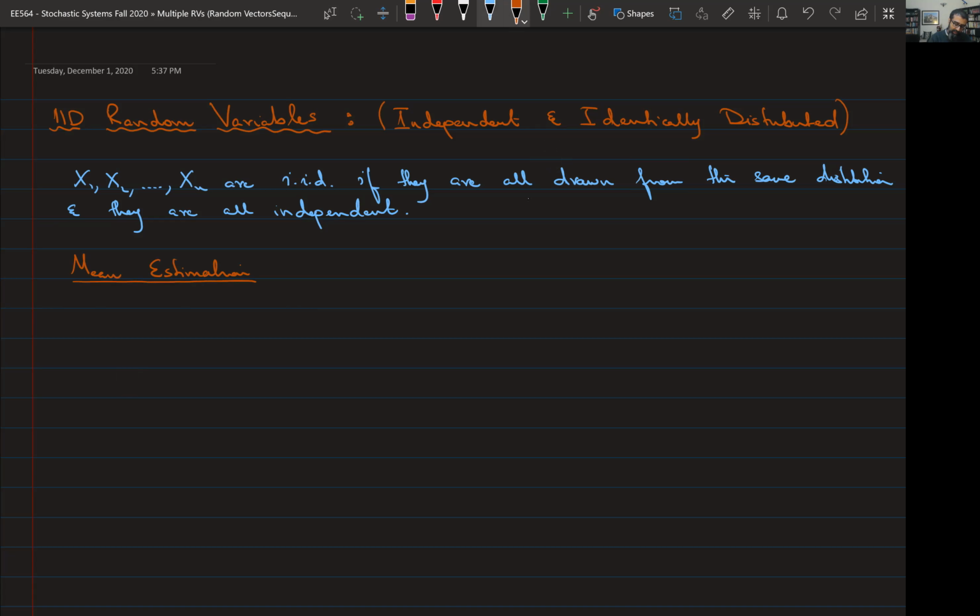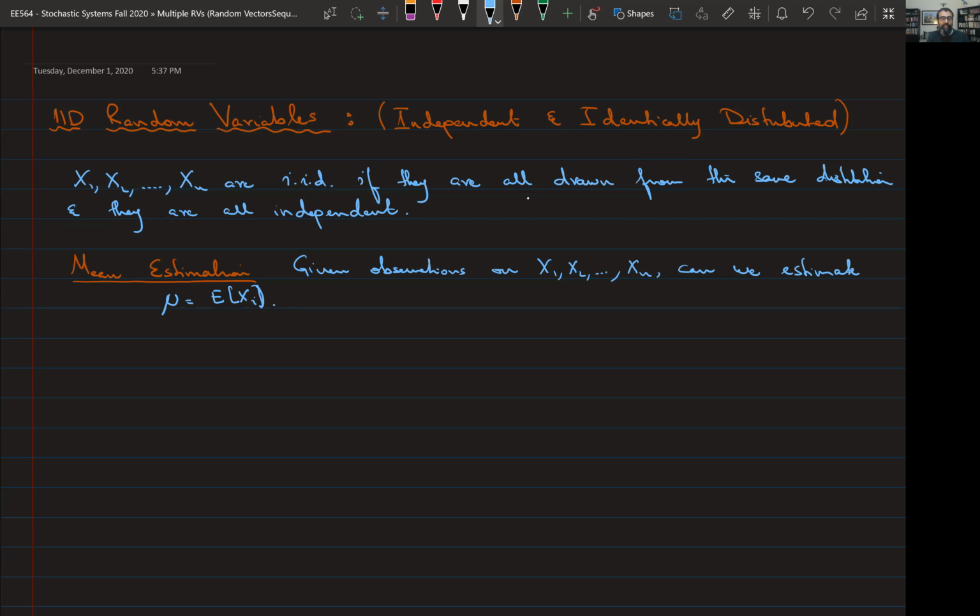And the problem statement is the following. Given observations on x1, x2, all the way up to xn, can we estimate mu equals expected value of xi? Right? In other words, there is a distribution which we don't know, we don't know its mean, but I have observations available. Can I try to estimate the mean of that distribution?